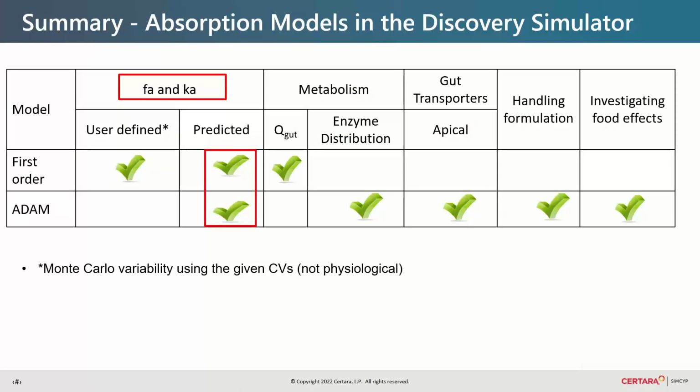Just to summarize, in terms of absorption, we can predict the fraction absorbed and the rate of absorption using either the first order or the ADAM model. Both models allow us to look at the metabolism in the intestine, but the ADAM model allows us to look at formulation, food effects, and also the effect of transporters in the intestine as well. So there's a bit more flexibility with the ADAM model for looking at extra factors.